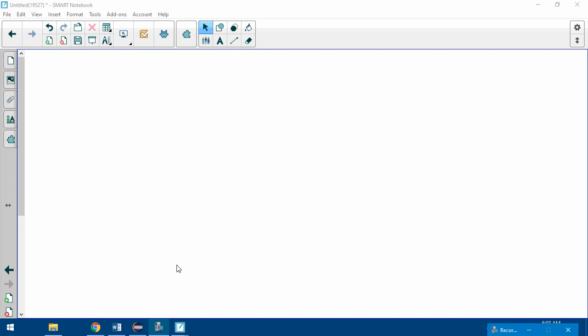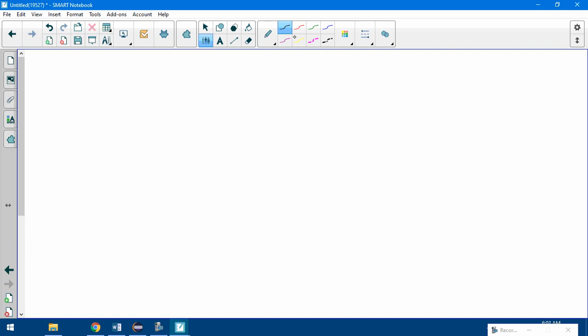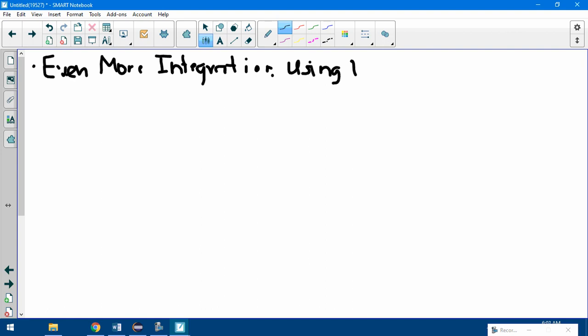So if you get out a blank piece of paper, I'll show you how to do the last part of the partial fraction stuff, and then you should be able to do that whole partial fraction assignment. So you can label this even more integration using partial fractions. You can think of this as day 3 if you want.